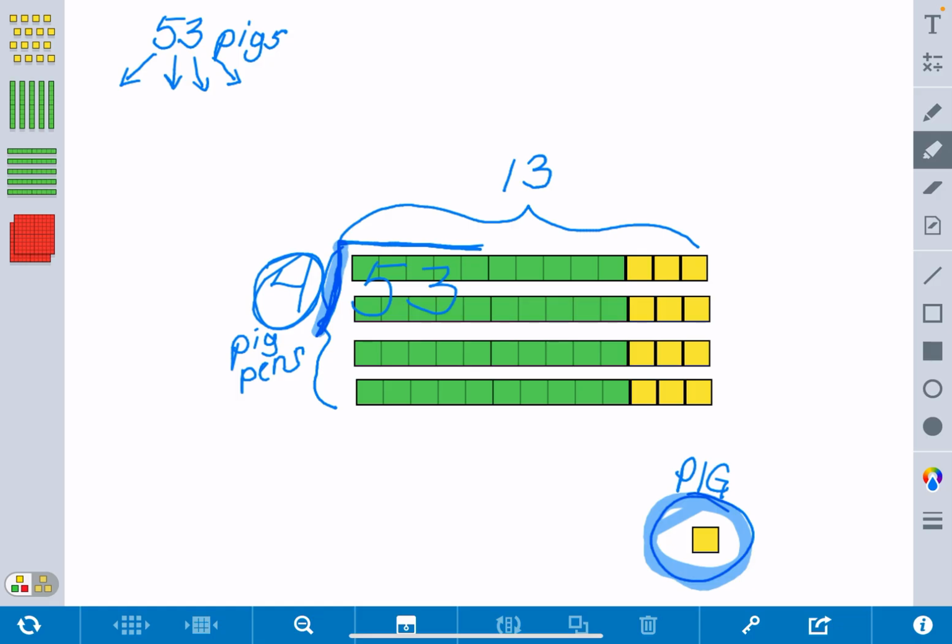Right now, there are 13 pigs in each pen. There are 4 pens, and each pig pen has 13 pigs in it. And now we have this extra pig. Perhaps he could invite him into the house, kind of like in Charlotte's Web, where Wilbur got to live in the house with the humans. I'm not sure. Old MacDonald has quite a dilemma here. So there are 13 pigs in each of 4 pens.